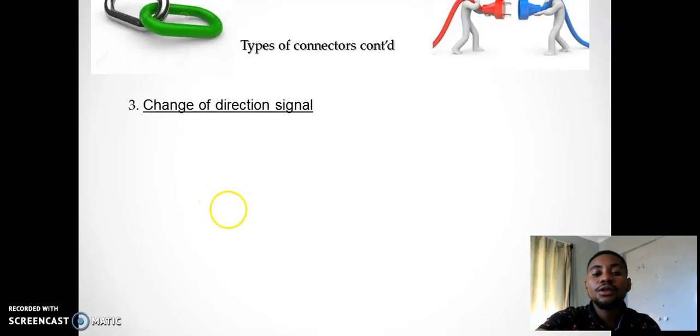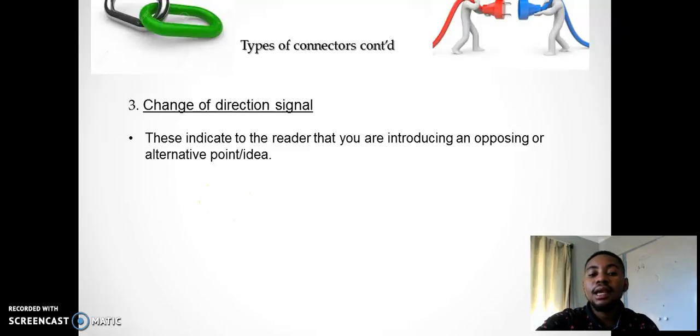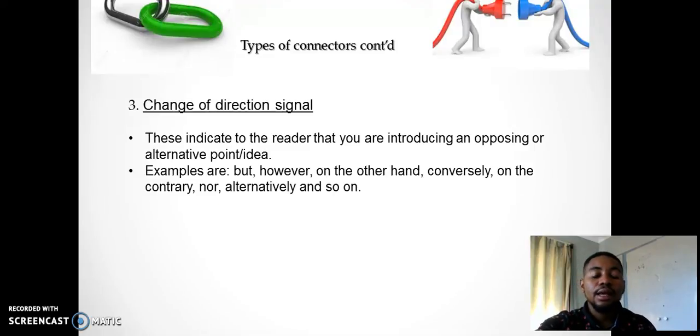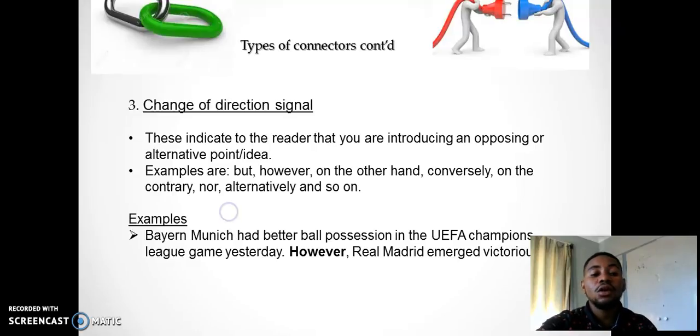We move on to change of direction signals. This indicates to the reader that you are introducing an opposing or alternative point. Examples are but, however, on the other hand, conversely, on the contrary, alternatively, and so on. Bayern Munich had better ball position in the UEFA Champions League game yesterday. However, Real Madrid emerged victorious.